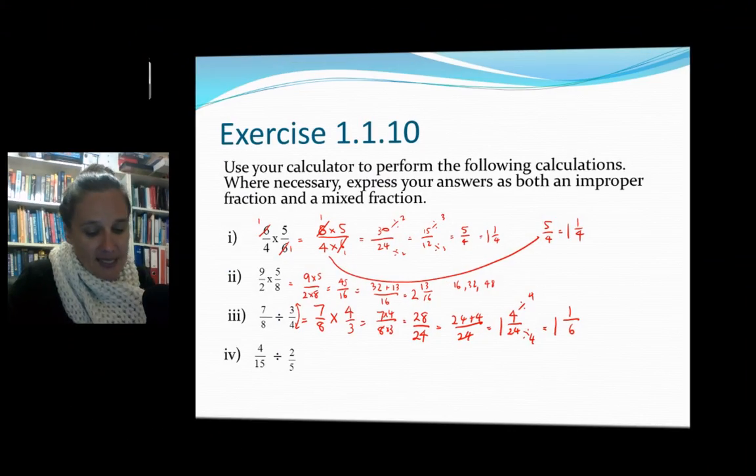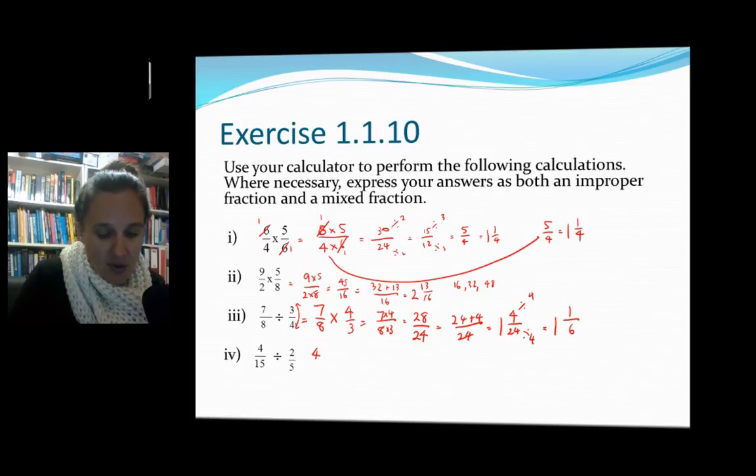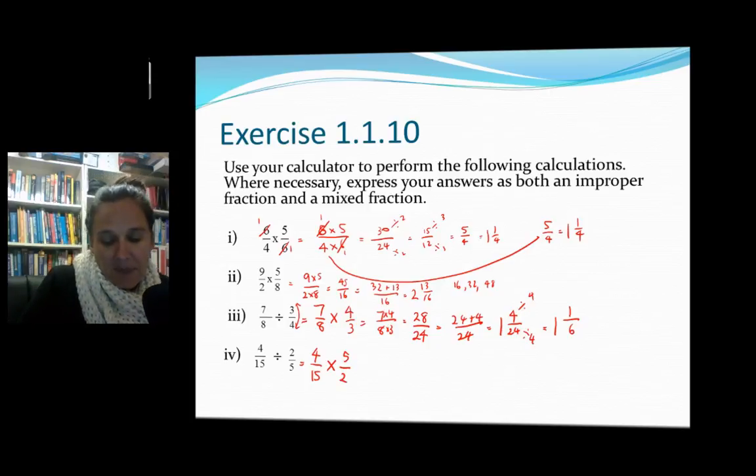For question 4, exactly the same problem, different numbers. So 4 over 15 stays the same. Divide becomes multiplication, and we invert. We have 5 over 2, and now there are some nice numbers to deal with here. We've got 5. If I divide that by 5, I get 1. If I divide 15 by 5, I get 3. I have 2. If I divide that by 2, I get 1. And if I divide this one by 2, I get 2. So here we've got 2 on 3 multiplied by 1 on 1. 2 times 1 on 3 times 1 is 2 over 3.